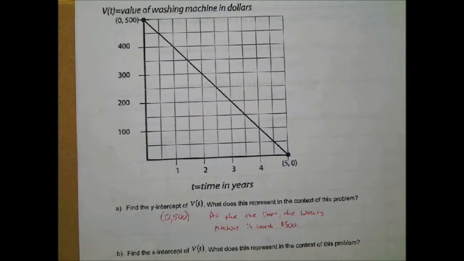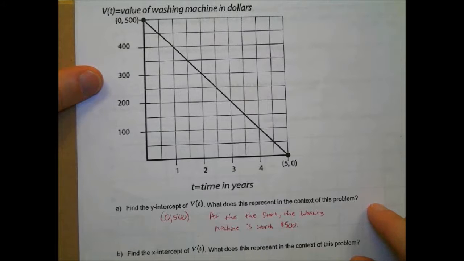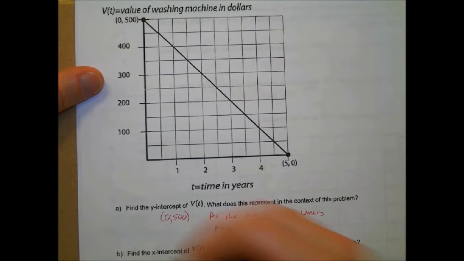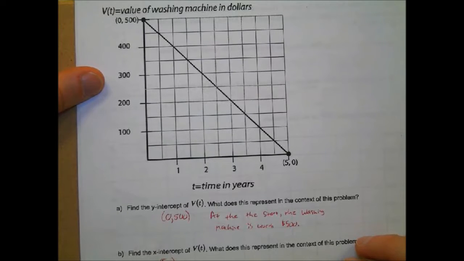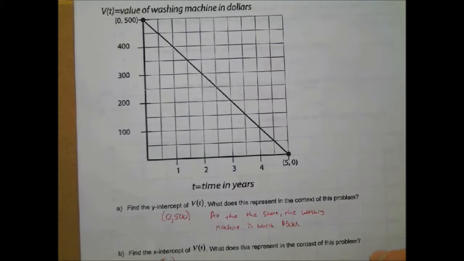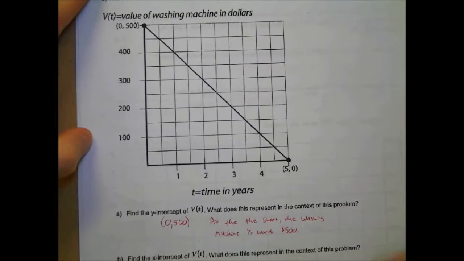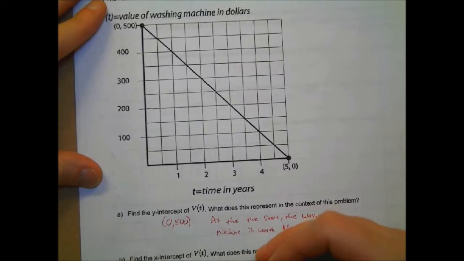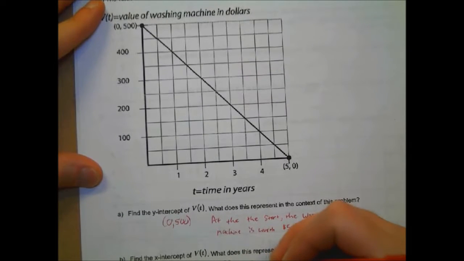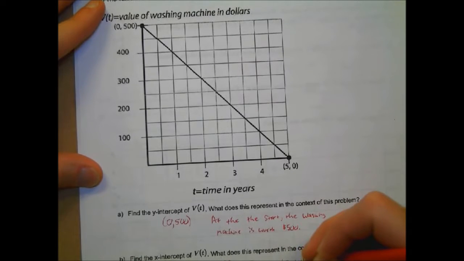Let's go to Ella then. Ella, what's the x-intercept here? Or what's the point where the graph crosses the x-axis? (5, 0). Very good. Okay, can you give a description of what that means? So let's do the x-coordinate first. The x-coordinate is 5. What does that 5 represent? A number of years. After 5 years, the value of the washing machine is 0. Perfect. After 5 years, the value of the washing machine is $0.